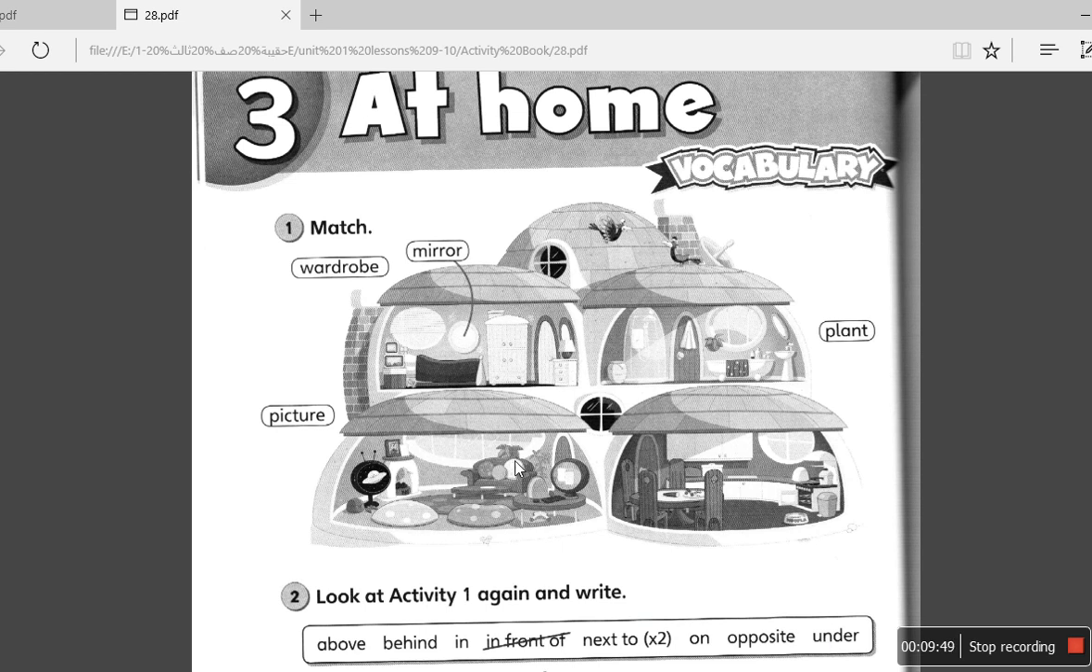As I told you earlier, here we can see the sofa is in front of the plants, and at the same time the sofa is behind the small table. The picture is next to the TV. If we move on to the bedroom, we can see the wardrobe is next to the bed. Let's move to the bathroom. You can see the mirror is above the sink and the sink is under the mirror. Also, the bath is under the window. Here, the chairs are opposite the cooker.